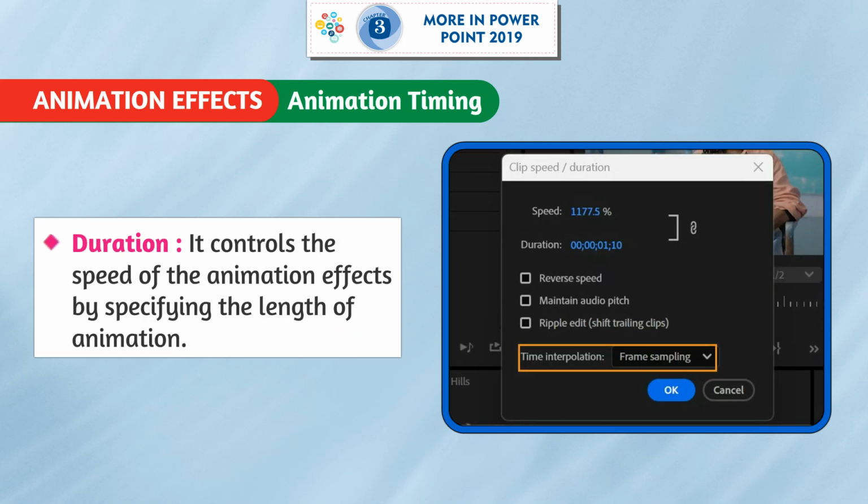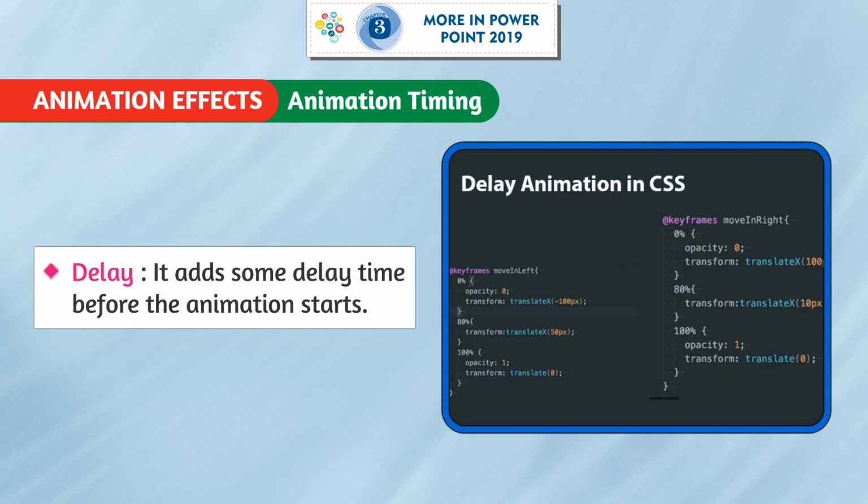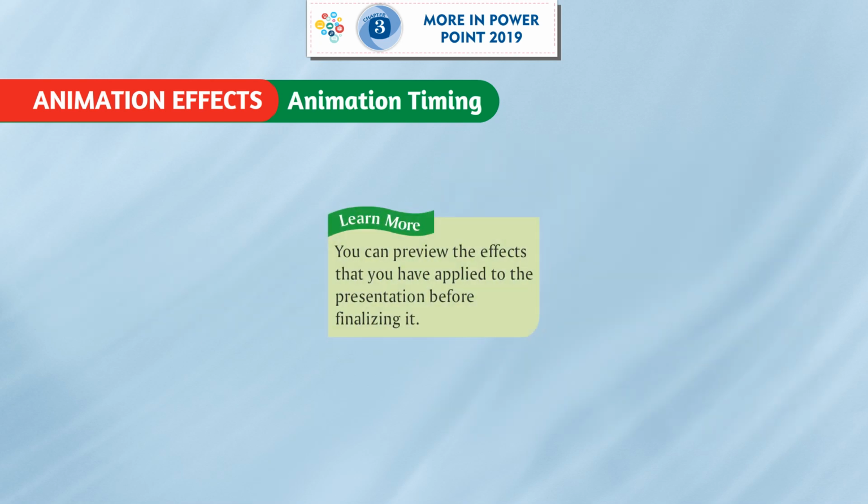Duration. It controls the speed of the animation effects by specifying the length of animation. Delay. It adds some delay time before the animation starts. Learn more. You can preview the effects that you have applied to the presentation before finalizing.